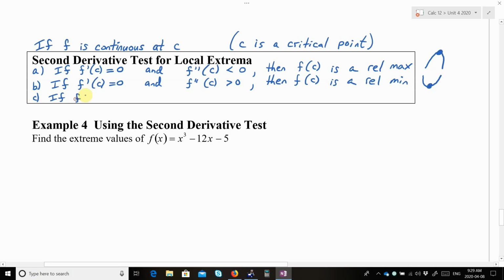And part C, if f prime of C is equal to 0, and f double prime of C is equal to 0, then we use the first derivative test, which we learned earlier in the notes. Have to just stick with the first derivative test.